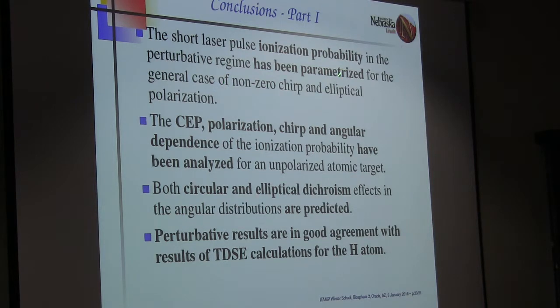So to conclude this first part, short laser pulse ionization can be parameterized. We had other papers dealing with chirp, but I'm not going to discuss that. The carrier phase, the polarization, also the chirp, but I haven't discussed that. And the angular dependence of ionization have been analyzed for an unpolarized atomic target. There are new circular and elliptical dichroism effects predicted, and perturbative results are in excellent agreement with time-dependent Schrodinger equation results that were done for the H atom analytically and numerically with the TDSE.